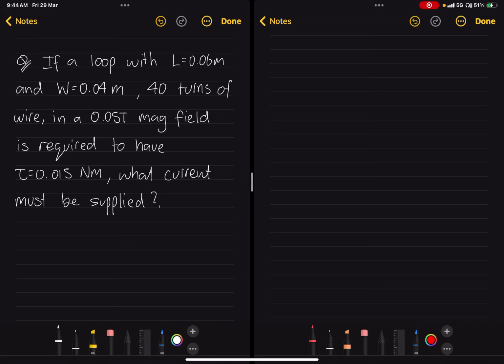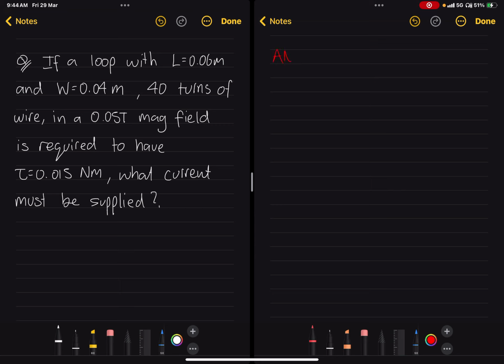Alright, so now we are told a loop with length 0.06 meters and width 0.04 meters, we're assuming this is a square loop, with 40 turns of wire and placed in a 0.05 Tesla magnetic field, is required to have a torque equal to 0.015 Newton meters. What current must be supplied? So previously our questions have largely been about calculating torque. Now we need to calculate current.